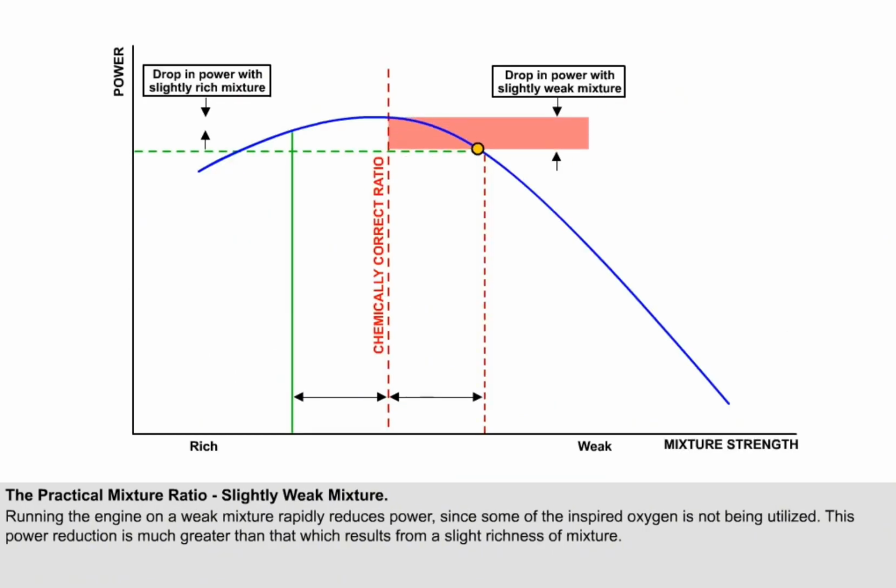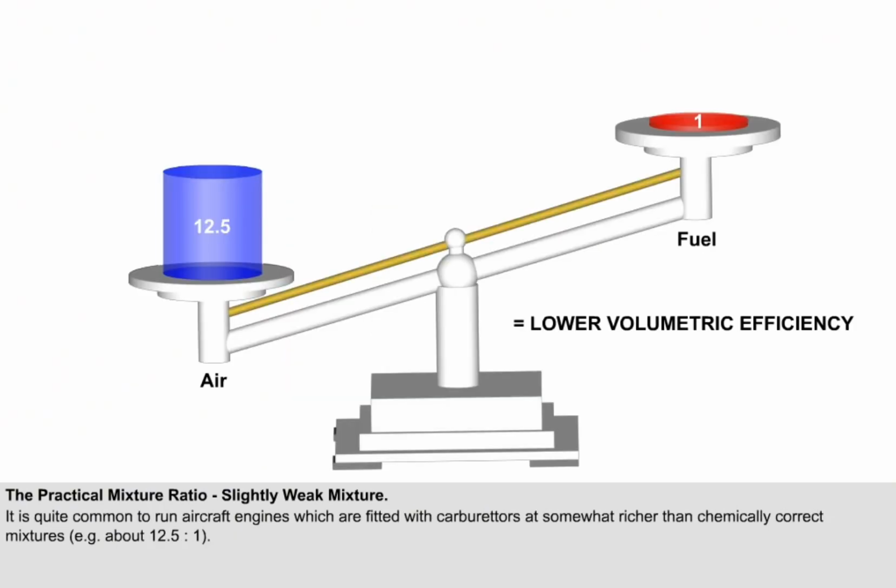Running the engine on a weak mixture, however, rapidly reduces power, since some of the inspired oxygen is not being utilized. The power reduction thus suffered is much greater than that which results from a slight richness of mixture. It is, therefore, quite common to run aircraft engines which are fitted with carburetors, when maximum power rather than best fuel economy is the objective, at somewhat richer than the chemically correct mixture, for example about 12.5:1, to ensure that no cylinder is left running at severely reduced power from being unduly weak.